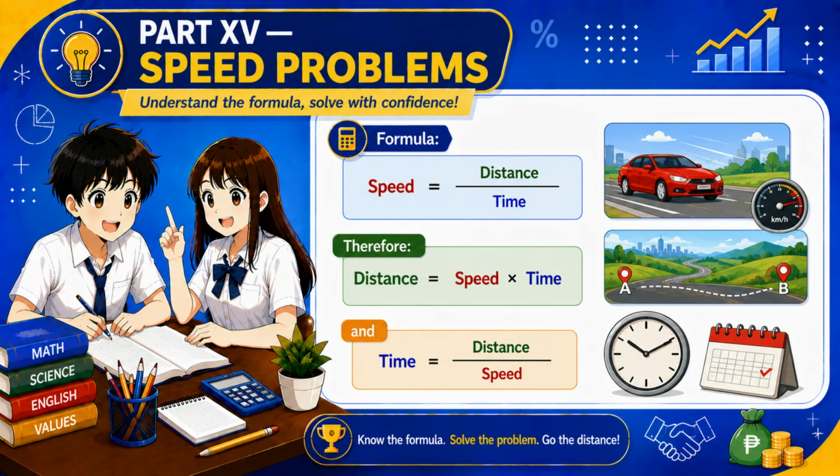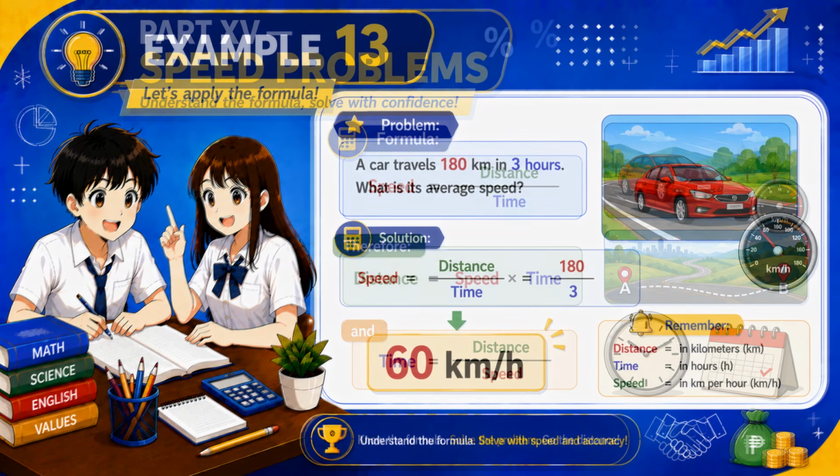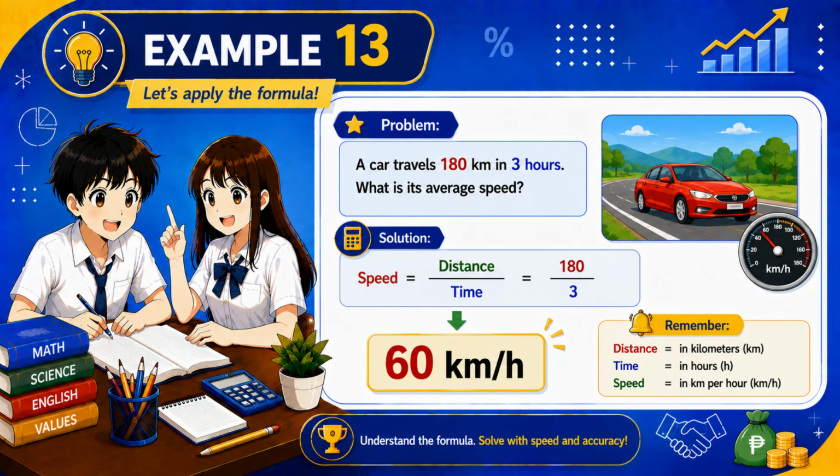Speed tells us how much distance is traveled for a given amount of time. Divide the distance by the time. 180 kilometers divided by 3 hours gives 60 kilometers per hour.